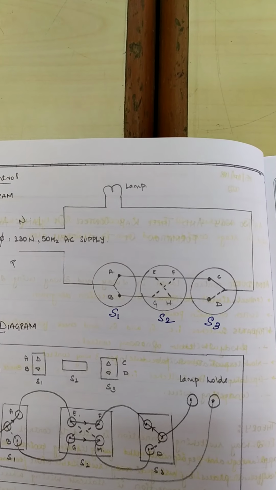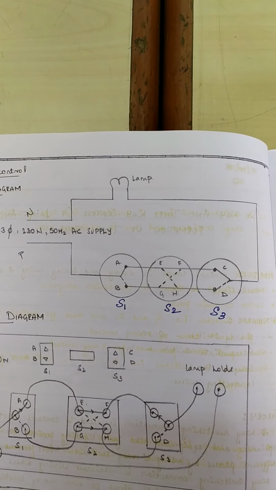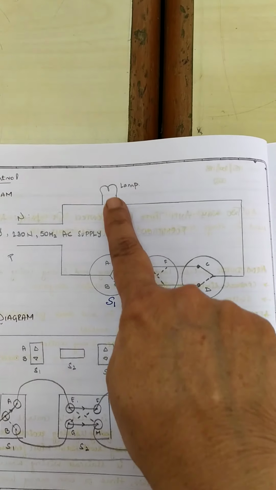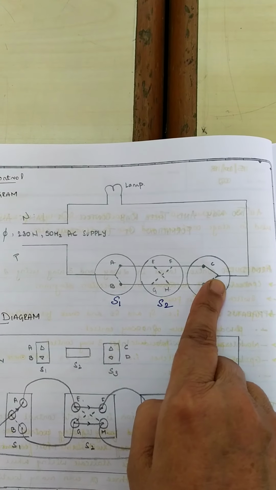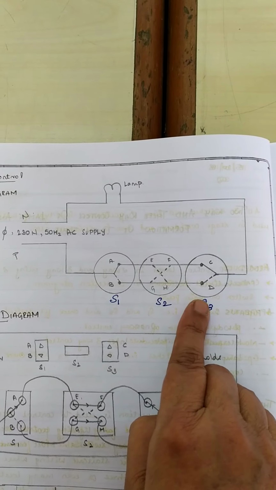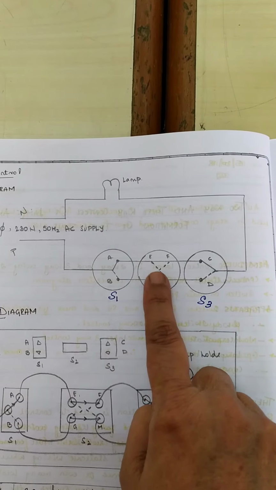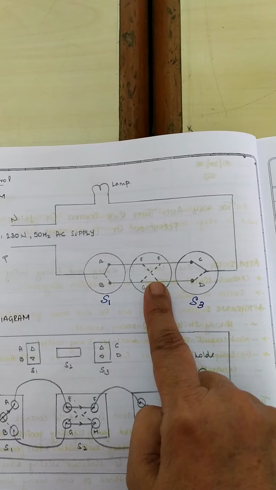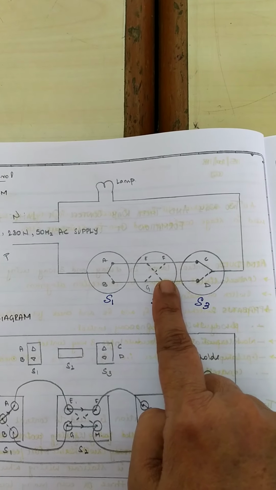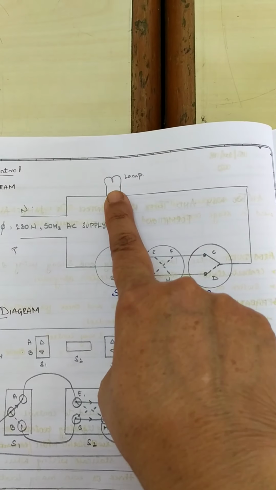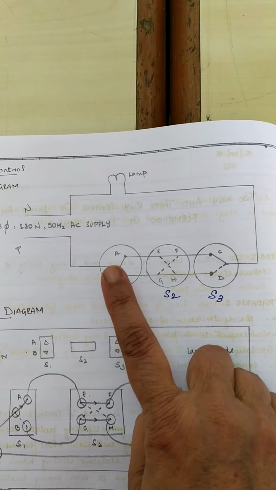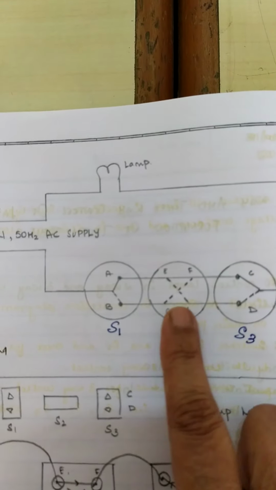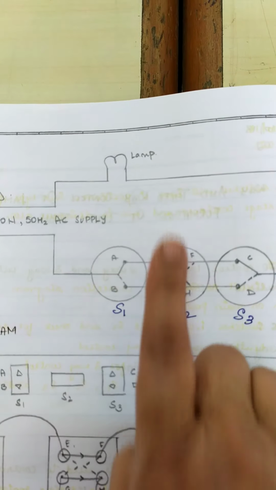Now let us see how to do the experiment for a three-way control of lamps. Three-way control means what? We can control a single lamp by using 3 switches. Already we have switches S1 and S3. In between S1 and S3, we have another switch which is used for three-way control. This switch is known as the intermediate switch. Now, the lamp is controlled by 3 switches or from 3 locations.